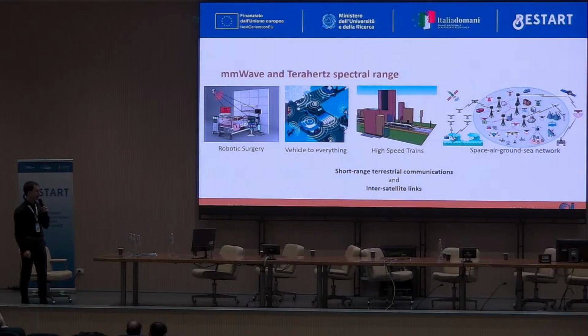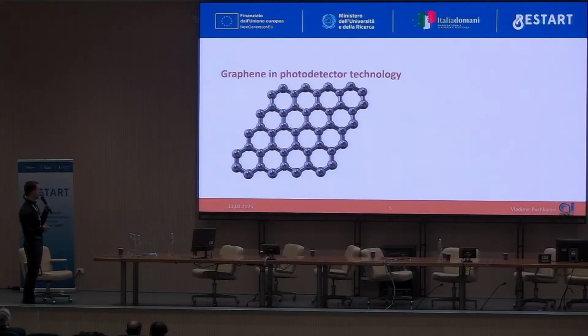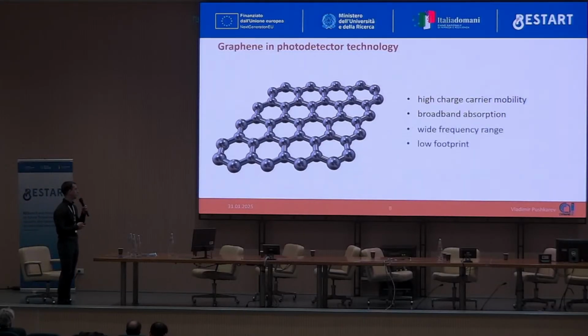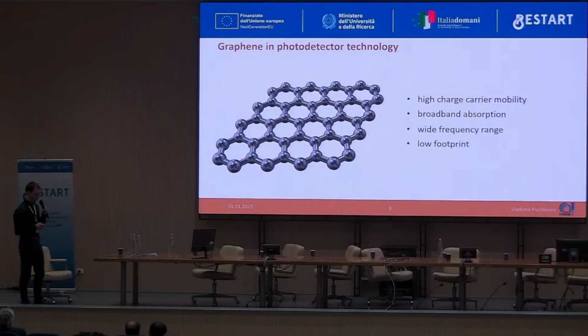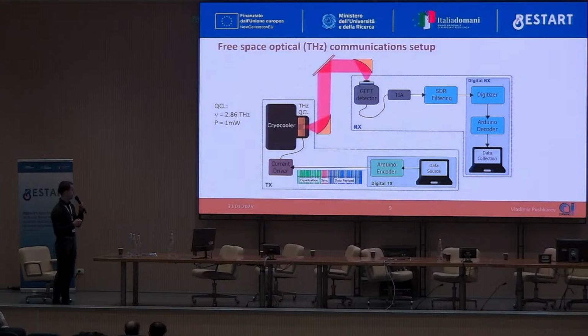Unfortunately, conventional materials are hardly able to operate in this frequency range, and that is why one of the materials we are focused on is graphene. In particular, graphene has brought a real breakthrough in the field of photodetectors due to its high charge carrier mobility, broadband absorption, and ability to operate in a wide frequency range. On this note, let me move to the first main part of my talk, which is the development of a terahertz free space optical link. Namely, we suggest a system which operates with a 2.86 terahertz efficient quantum cascade laser and a room temperature graphene-based FET photodetector.